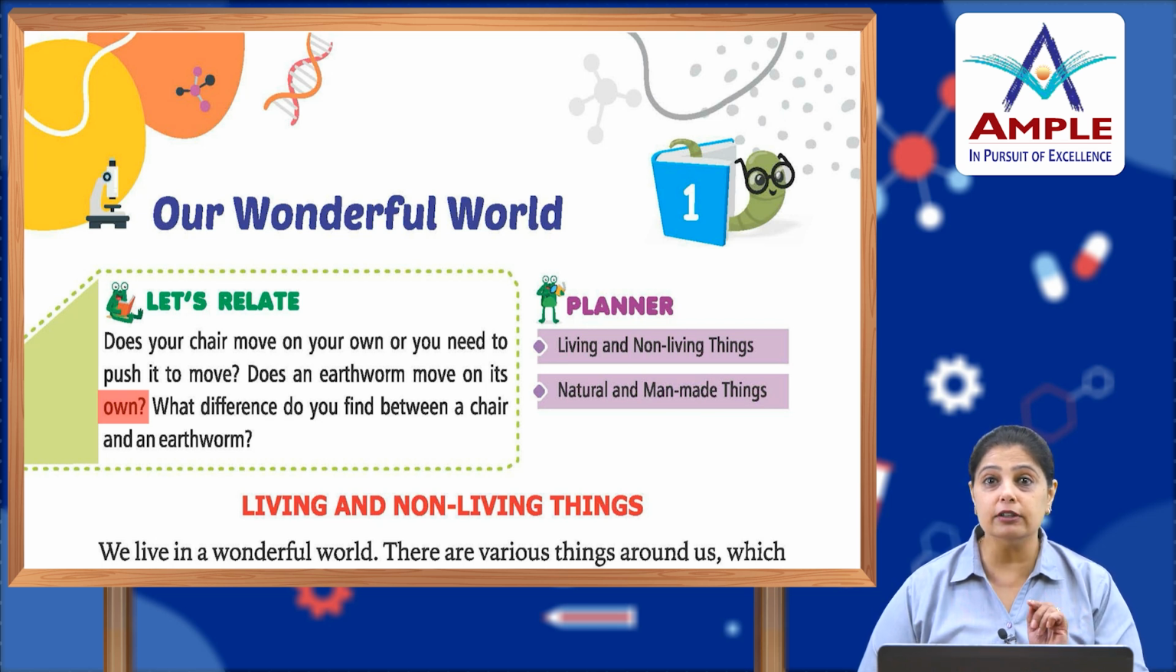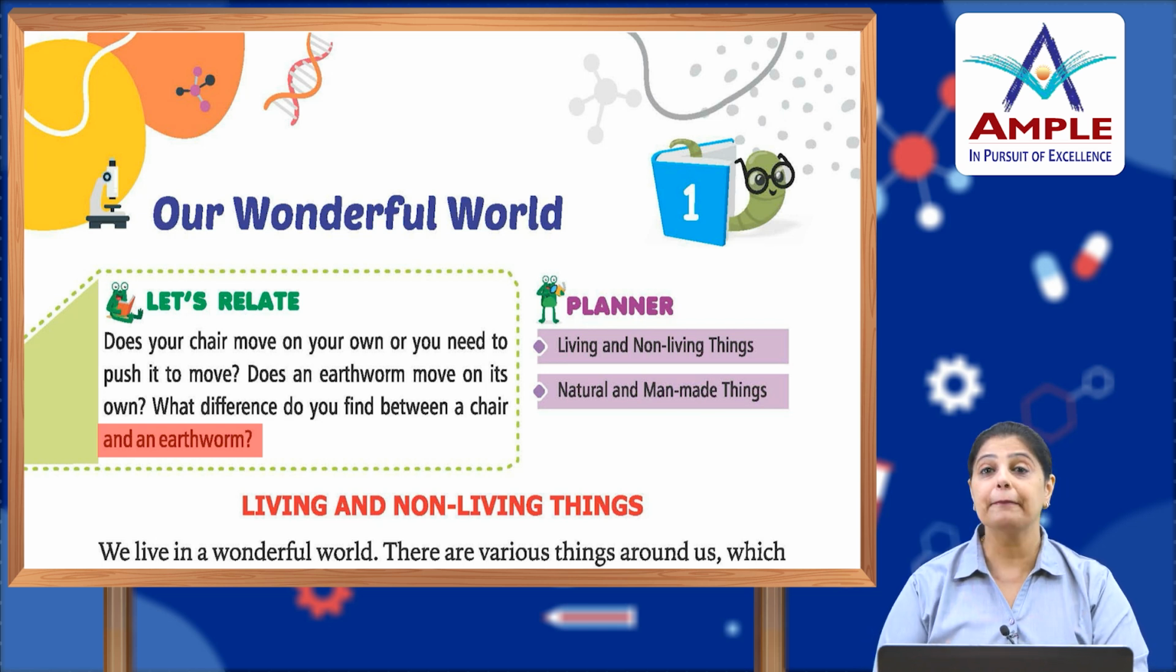It's that small worm which crawls on the soil. So, does it move by itself or do you move it? What difference do you find between a chair and an earthworm? The difference is that the chair has to be moved by us, right? But the earthworm moves on its own. Now, let's see why that happens, okay?